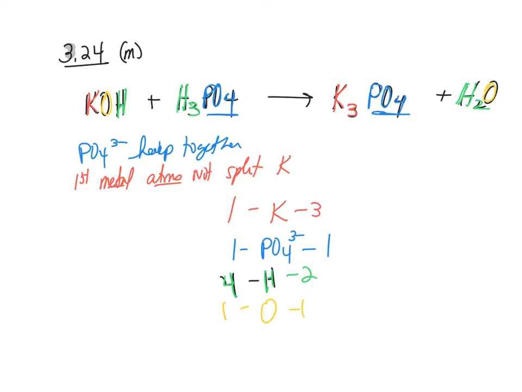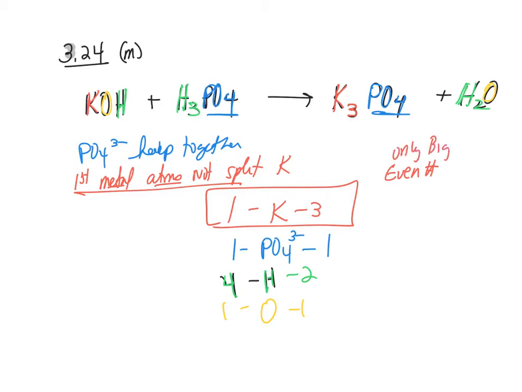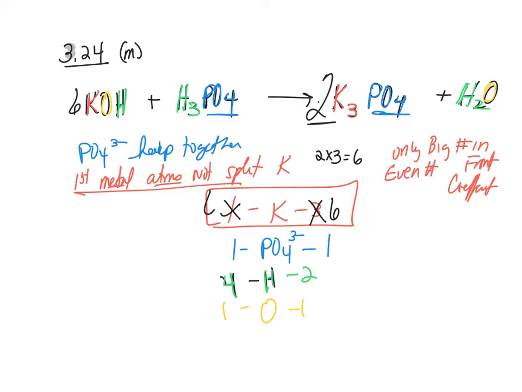So let's first do the potassium. And so I like to also go for even numbers. So what can I multiply? And I'm only putting in big numbers in front as coefficients. So what number can I put in front of here? A 2. So 2 times 3 is 6. So that changes that to 6. And then I can go and put a number 6 in front of here. And I just find it easier going with those big even numbers, and then we can always reduce our terms.